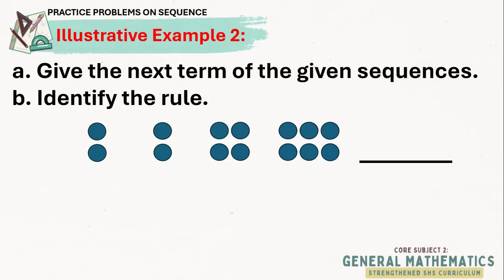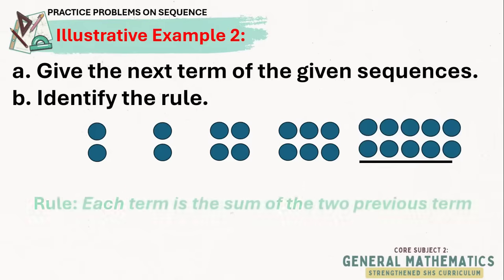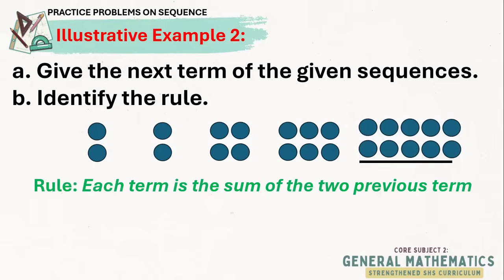Correct. So the answer is, so how did we get 10 circles? Each term is the sum of the two previous terms. So we add 4 and 6. That's why we got 10 circles as the next pattern.